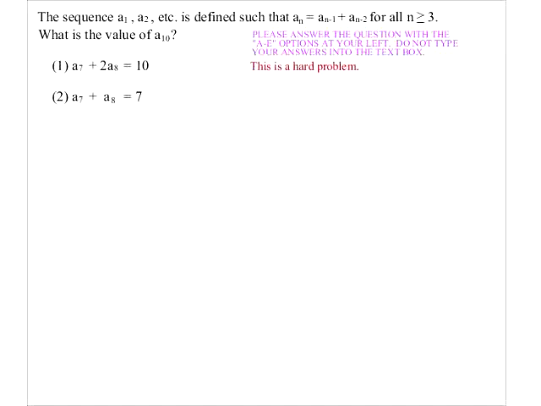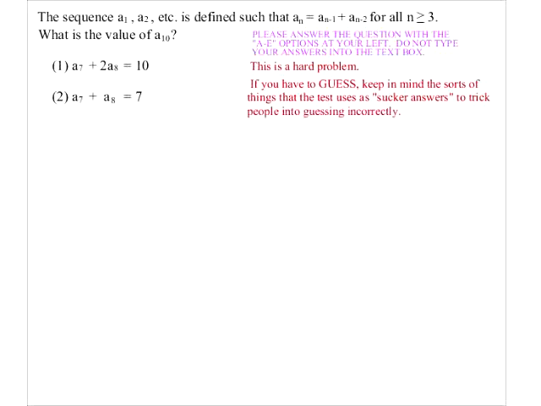But I'll also give you a little clue here, which is that if you have to guess, keep in mind, from prior study halls, if you've seen them, the sorts of things that the test uses as sucker answers to trick people into guessing incorrectly. There are two people who have already answered the question, and those two people are wrong. In fact, both picked the sucker answer that I'm trying to tell you about here. So here's a timer. Go for it.